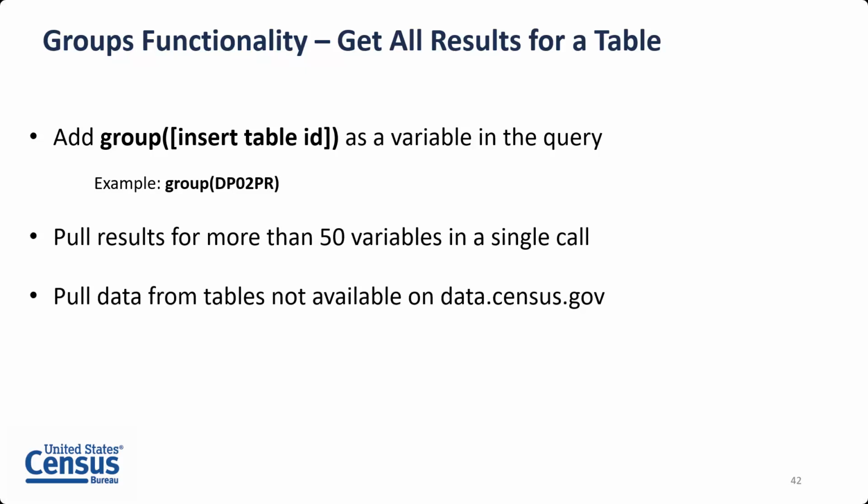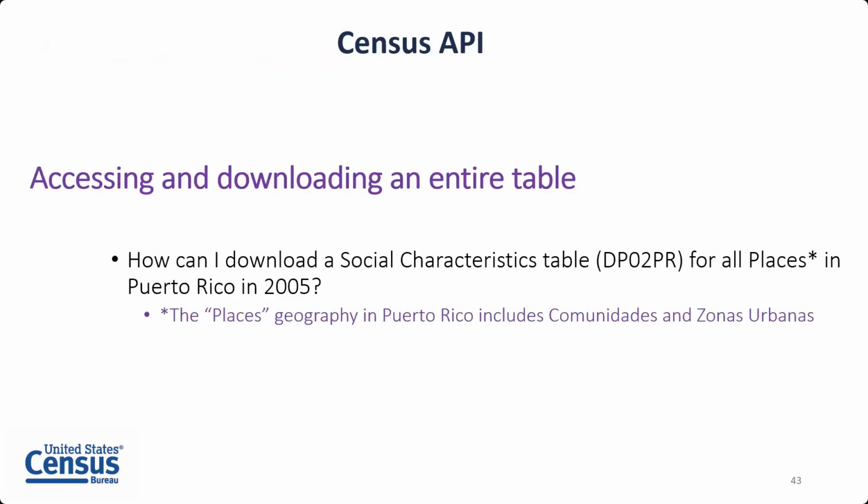Some of the advantages of using this group functionality is that it's going to allow you to pull more than 50 variables within a single call. And as we'll see in our next example, it will also allow us to download tables that perhaps would not be available in data.census.gov. So to do this, I wanted to download a social characteristics table, which is DP02PR for all places in Puerto Rico from the year 2005.